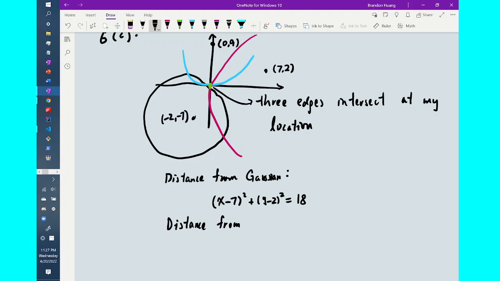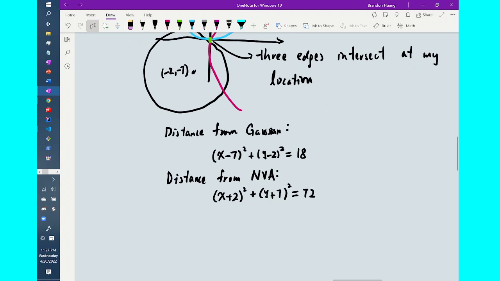to a different tower. In this case, we'll first deal with the MVA tower, and what we'll see is that since it's centered at (-2, -7), I'll have a very similar equation that represents my circle. In this case, the radius squared will be 72, since the distance itself is the square root of 72. Last but not least, I have the distance from the charge tower, which means I would have a different circle that is centered at (0, 9), and so I will have x^2 + (y - 9)^2 = 116, which is the squared distance.